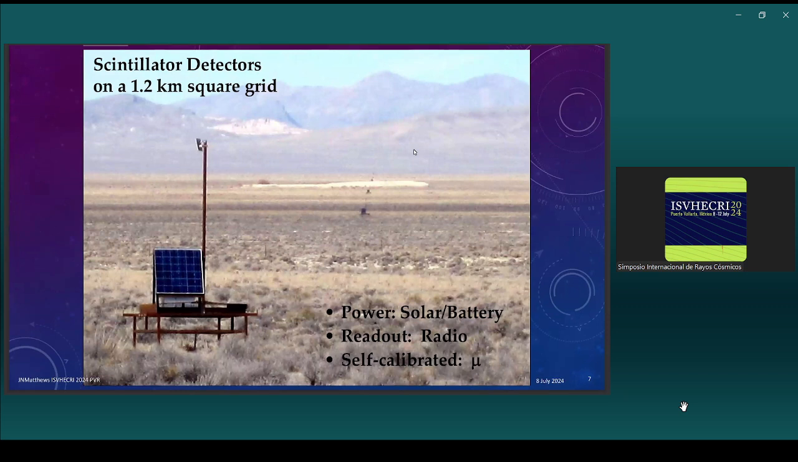The original array is on a 1.2 kilometer square grid. The low energy extension is 600 and 400 meters, and the new TA×4 high energy extension is on a 2.08 kilometer square grid.